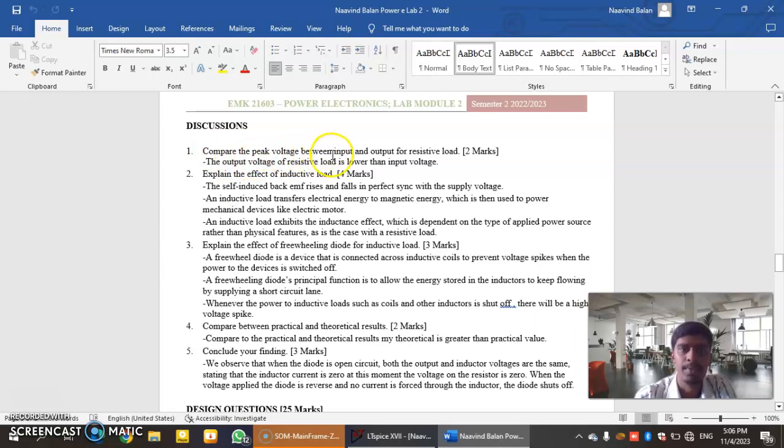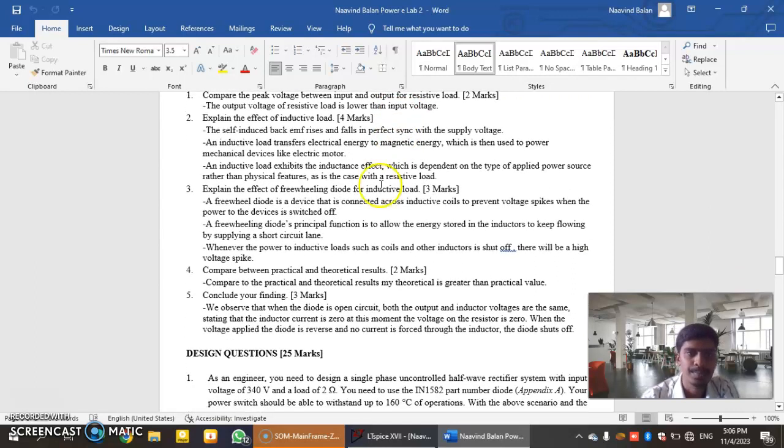Compare the peak voltage between the input and the output for the resistor load. The output voltage for the resistor load is lower than the input voltage. Explain the effect of the inductive load. The self-induced EMF rises and falls in perfect synchronization with the supply voltage, and the inductive load transfers electrical energy into magnetic energy, which is then used to power mechanical devices like an electric motor.